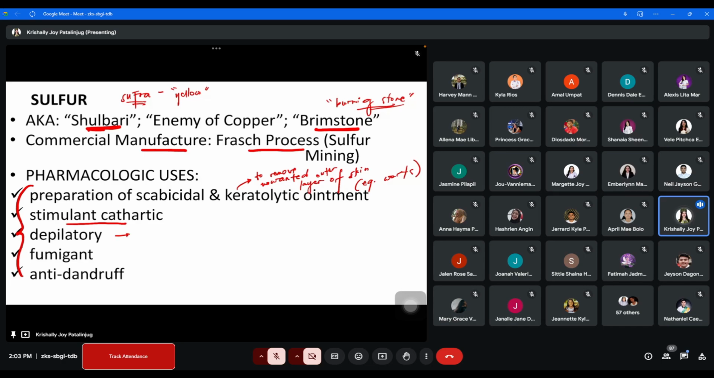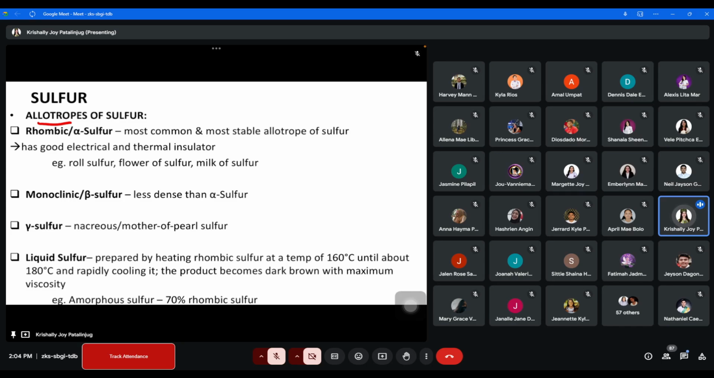Depilatory kapag removal of hair, ang mga unwanted hair. Okay, removal of unwanted hair. Fumigant, it's equivalent to used as pesticide. Nagre-release siya in a form of fumes. Nagre-release ng fumes to cause disinfection, to cause pesticidal nga effect. Then anti-dandruff, anti-seborrheic activity. And here are the forms ng sulfur.